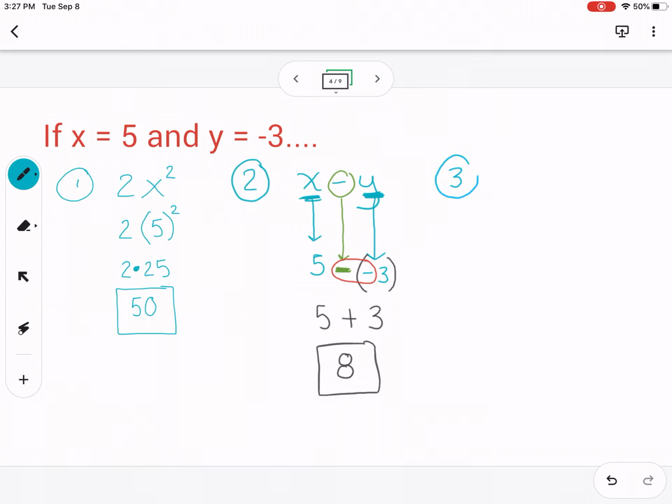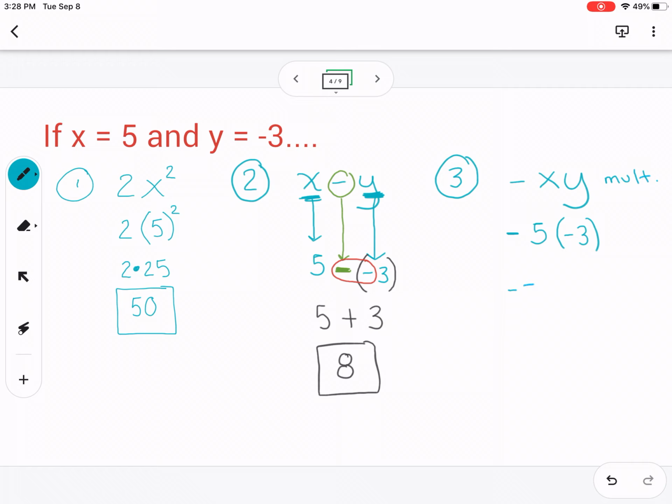Example 3. Negative xy. Remember that this is multiplication. There's an invisible dot in the middle. There are invisible parentheses. This is a multiplication problem. I'm going to bring down that negative sign that's out in front. I'm going to replace the x with a 5. I'm going to replace the y with a negative 3. And when I do that, I'm going to put it into parentheses to show that it's multiplication, right? I knew this was multiplication from the beginning, not subtraction.